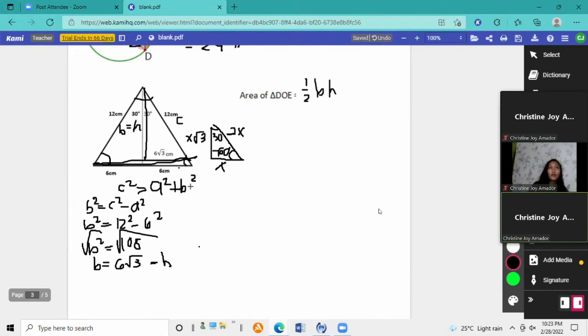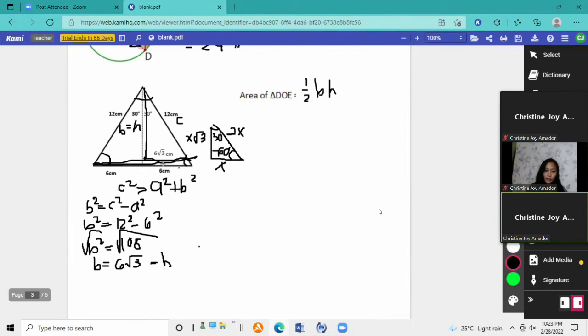The side opposite the 30 degree angle, we let that be x, and the side opposite the 60 degree angle, we let that be x square root of 3. This one is the opposite side, x square root of 3, and the hypotenuse, we let that be 2x. And if this is our figure, we have the value of our c, which is 12.